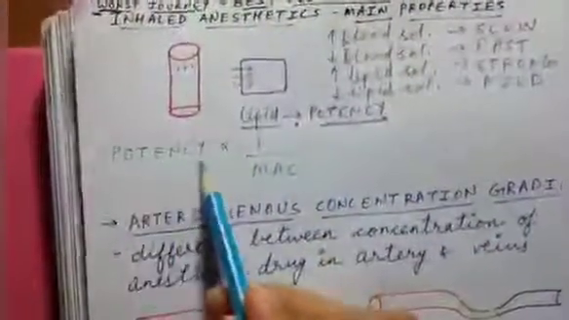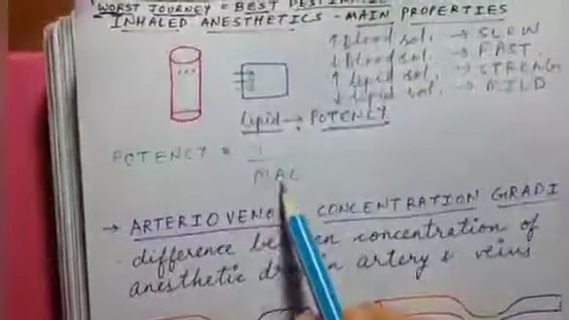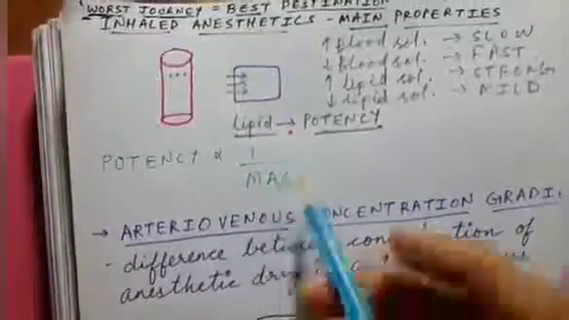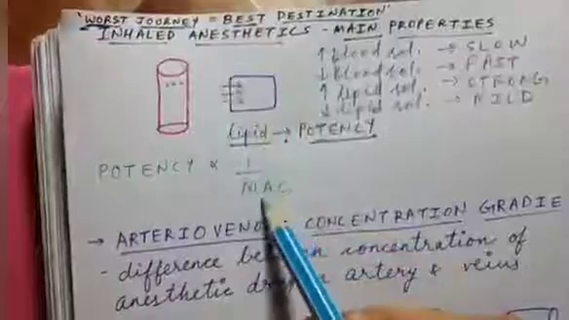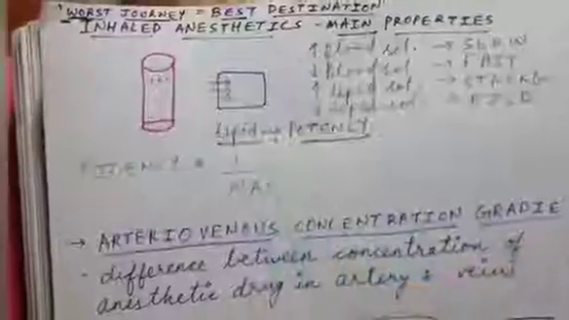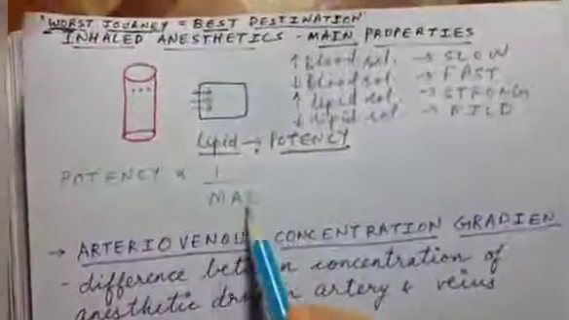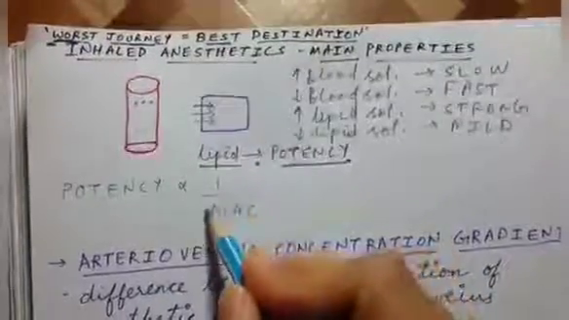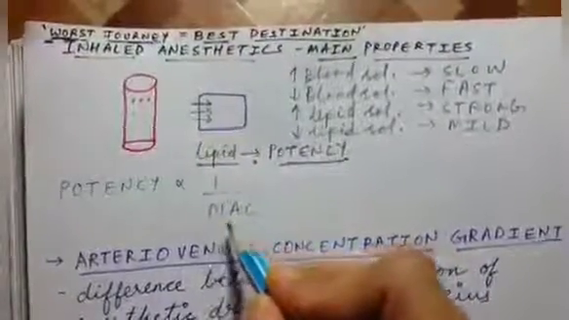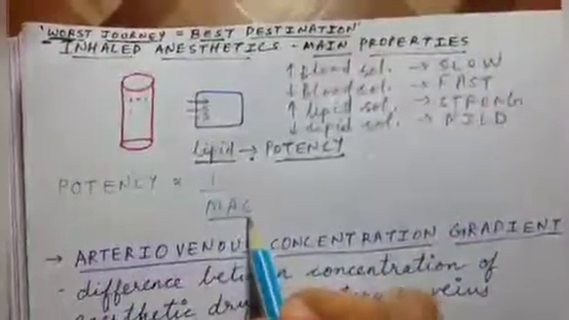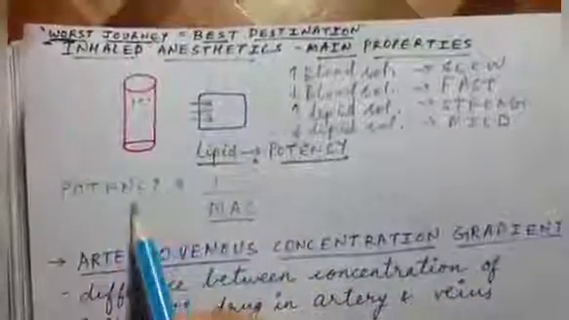Now potency is inversely proportional to minimal alveolar concentration. So what is minimal alveolar concentration? It is the concentration of anesthetic in the alveoli which is required to produce its effect in 50% of patients, meaning 50% of patients will not respond to any painful stimulus. That is what we call minimal alveolar concentration. And why is it inversely proportional to potency?